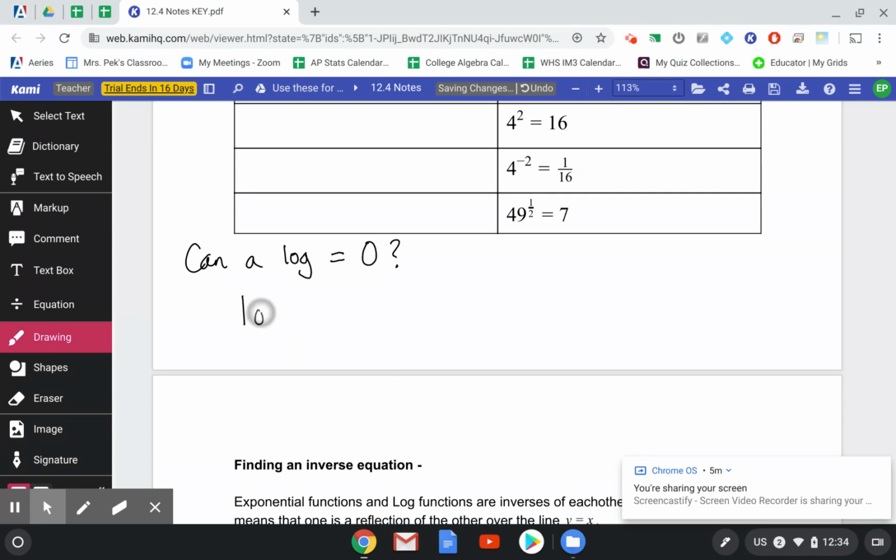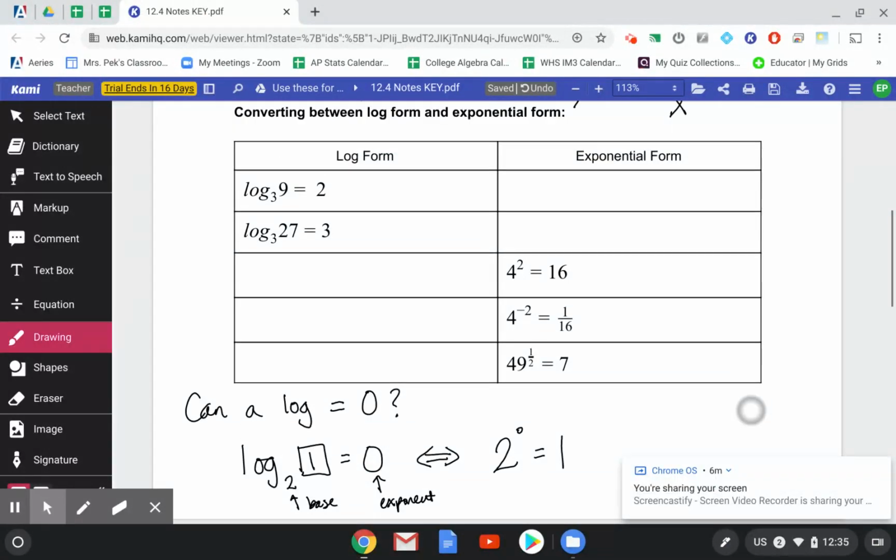If I say the log base 2 of something equals 0, I wonder if this is possible. So if we rewrite this, remember this here is the base, this one's the exponent. So if we rewrite those, 2 to the 0 power equals, is that a thing? Yes, it is. Anything to the 0 power is 1. So it is possible for a log to equal 0. It can equal positive numbers, negative numbers, fractions. Pretty much it can equal whatever it wants, which is pretty cool.